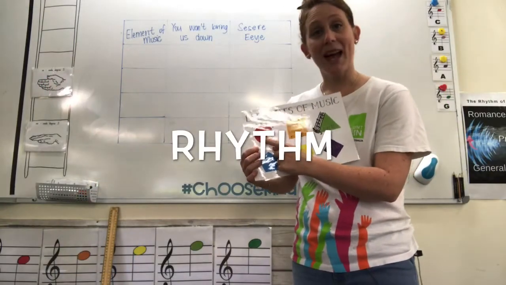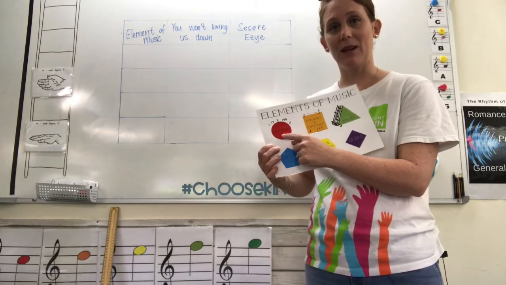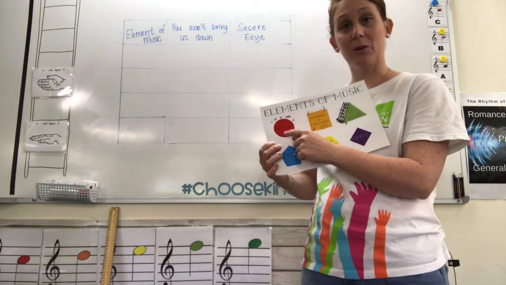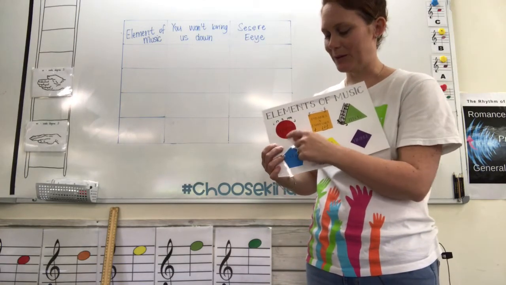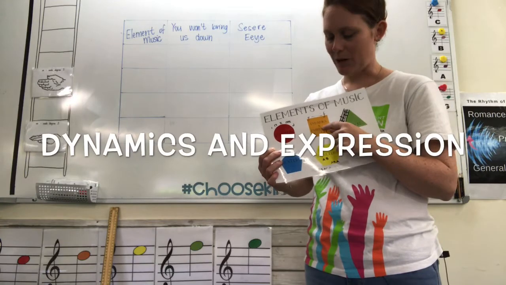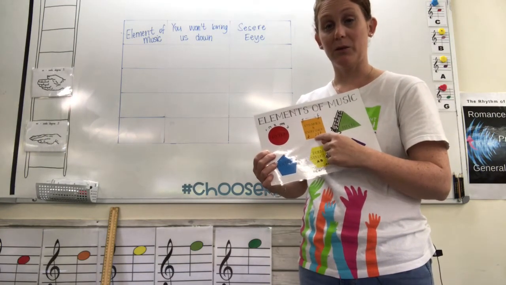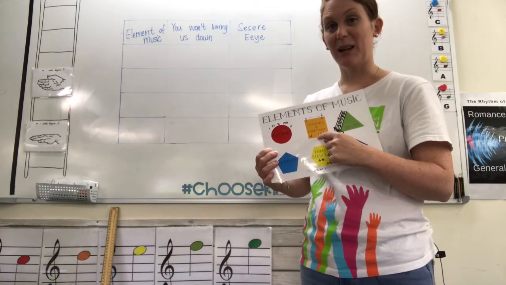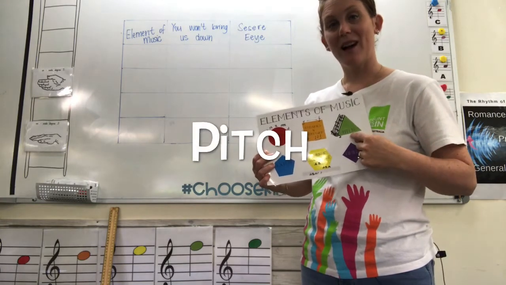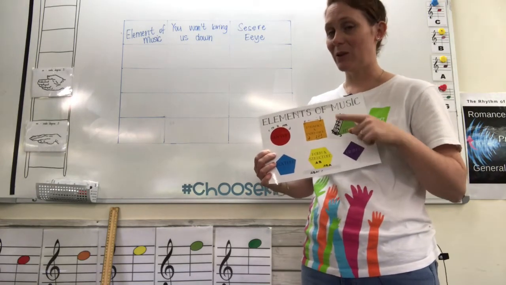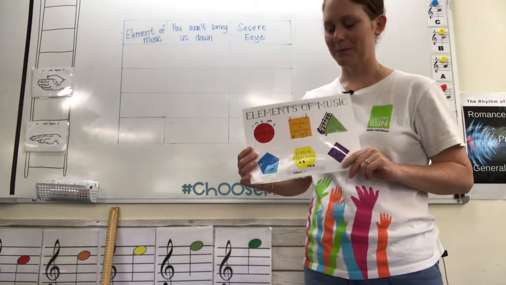So rhythm talks about how fast or slow a piece of music is, and it talks about some of the rhythms that are in there, whether the music is in groups of 2 or 3 or 4, all those different sorts of things. Dynamics and expression talk about how loud or soft the music is and whether it's got some smooth parts or whether they use elements like staccato. Pitch talks about the high and low notes, whether the notes are moving in steps or in skips, or whether there are big jumps.